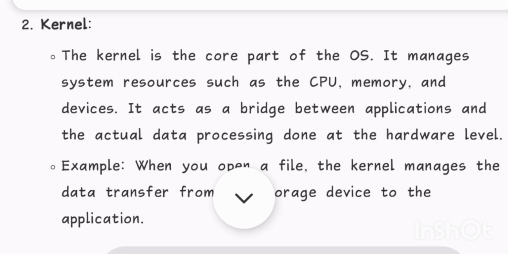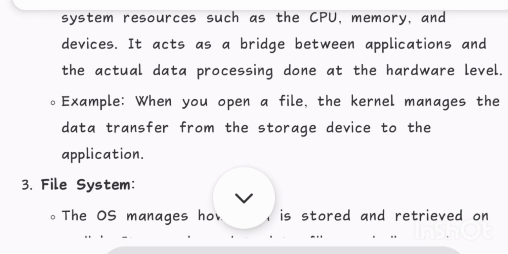2. Kernel. The kernel is the core part of the OS. It manages system resources such as the CPU, memory, and devices. It acts as a bridge between applications and the actual data processing done at the hardware level. Example, when you open a file, the kernel manages the data transfer from the storage device to the application.